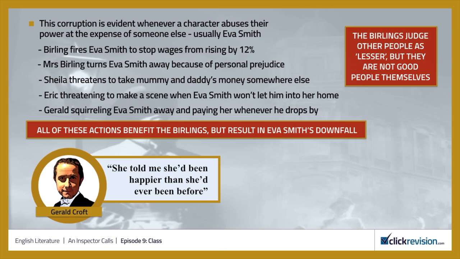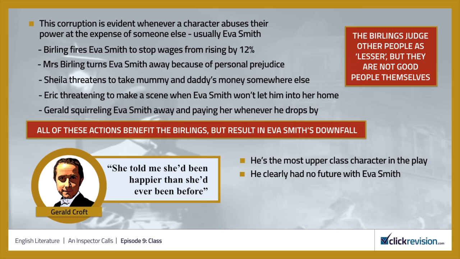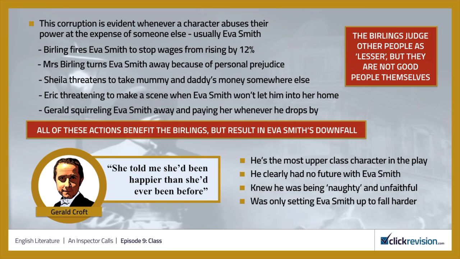He's the most upper-class character in the play, and his mother objected to him marrying Sheila. He clearly had no future with Eva Smith, and he would have been very aware of the social naughtiness of his actions. So by making her happy, you could argue he was only setting her up to fall even harder once he'd moved on and left her poor and without support again.